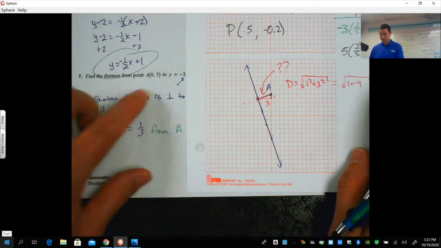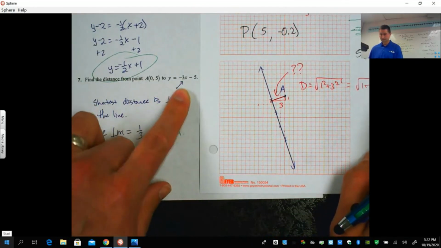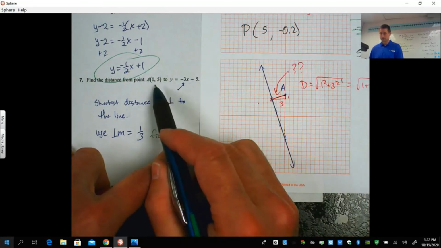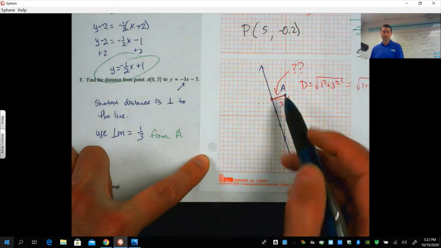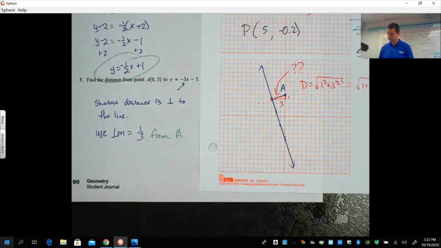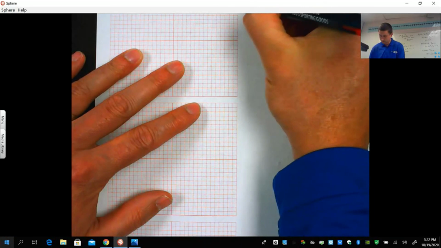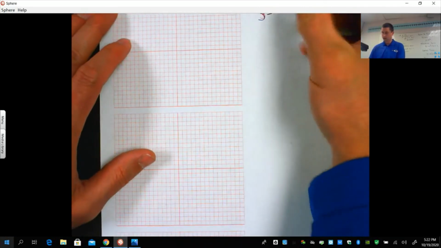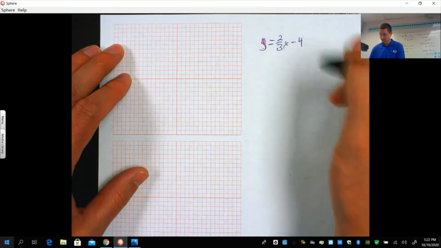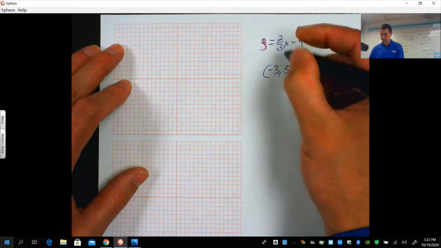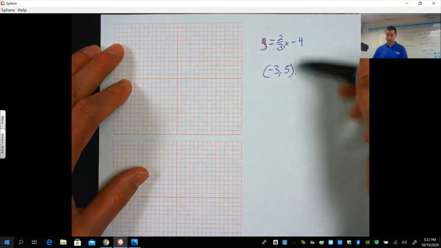Again, come back and watch this if you need it. Distance from a point: find the slope of this line. Use the perpendicular slope from the point they give you to draw that line, and then find the length of that line. Okay? So we can make up an equation. Let's say we have y equals 2/3 x minus 4, and the point is negative 3, 5. So we want the distance from this point to this line.